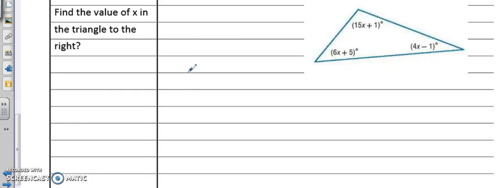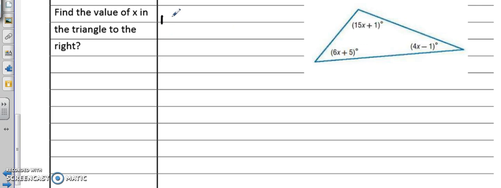And we are down to our other example. And in this case, the question is, find the value of x in the triangle to the right. So in this triangle, we've been given algebraic expressions to explain what each of these angles are. And the fact that the value or the sum of these three angles will be 180, I'm going to use that tool. I'm going to use that definition to come up with the value of x.